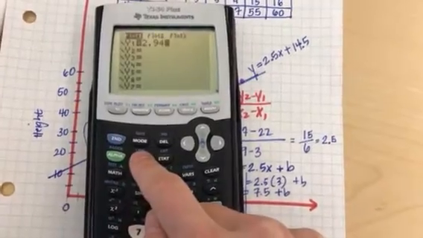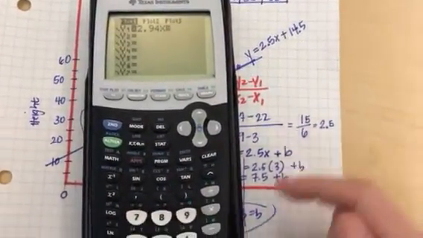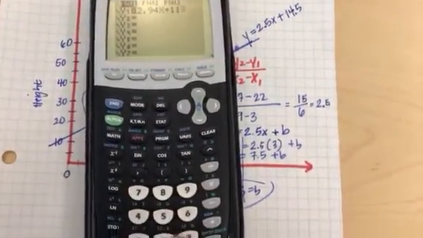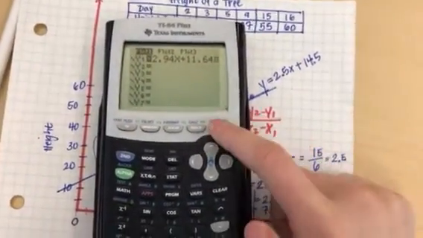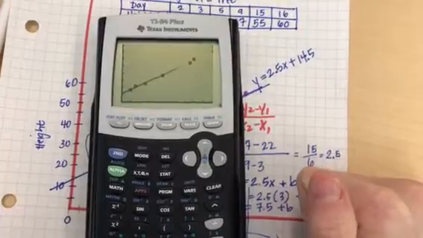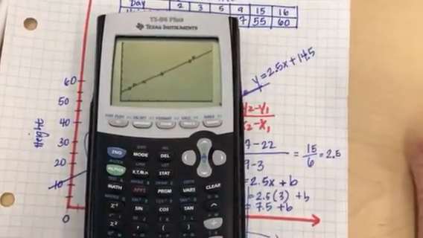2.94, remember your x, plus 11.64. And now I'm going to hit graph. And you can see that it does a really nice job going through.